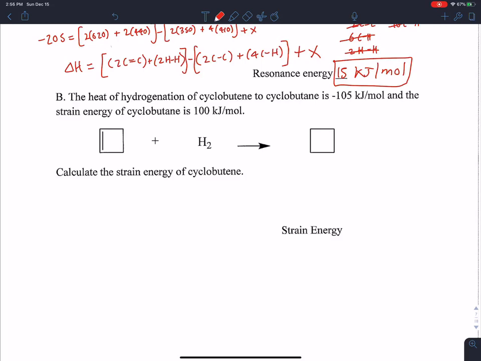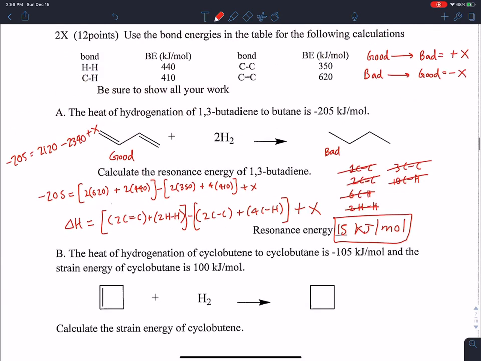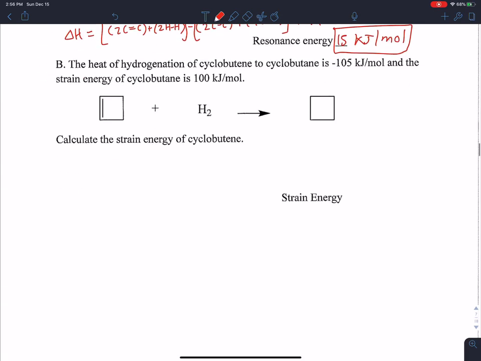Alright, for the second question, it says the heat of hydrogenation for cyclobutene to cyclobutane is this, and the strain energy of cyclobutane is 800. They want us to know what the strain energy is for cyclobutene. Okay, let me think about this one. The strain energy of cyclobutane is 100.